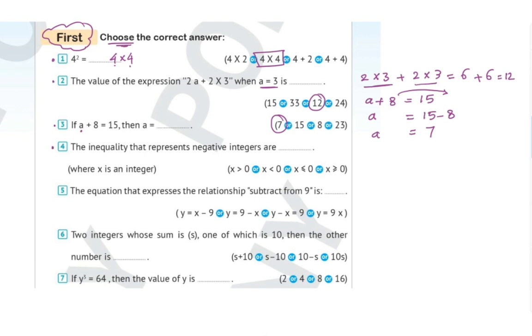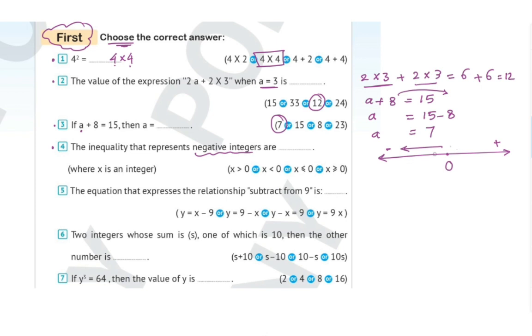Next point. The inequality that represents negative integers. Note with me, I have a number line for integers. 0 is between positive integers and negative integers. I need an inequality that represents the negative integers. That means after 0 or before 0 in the direction of the negative numbers. 0 is not positive nor negative, right?